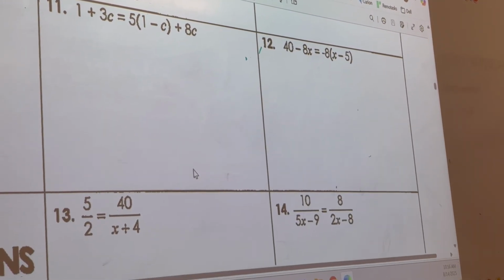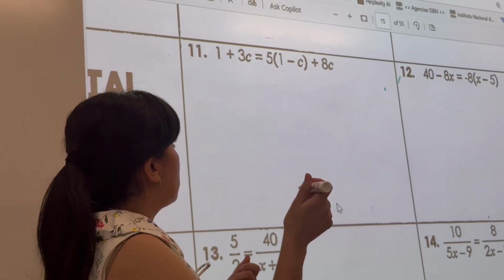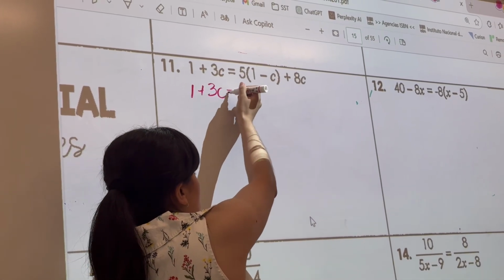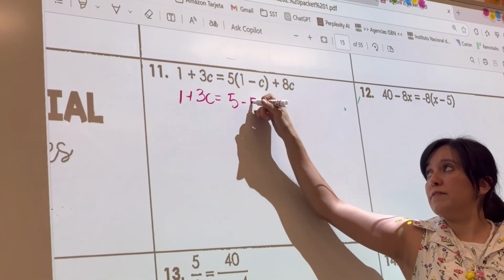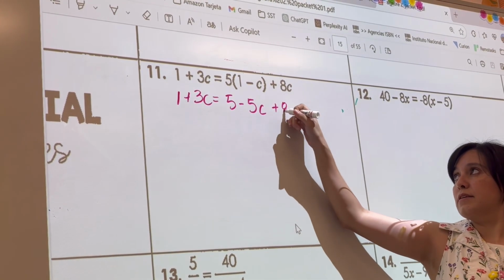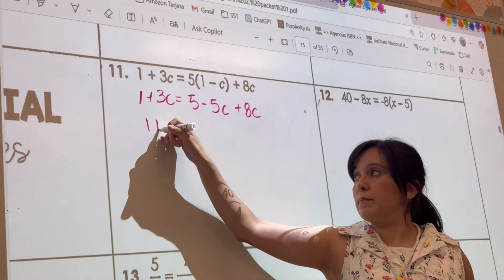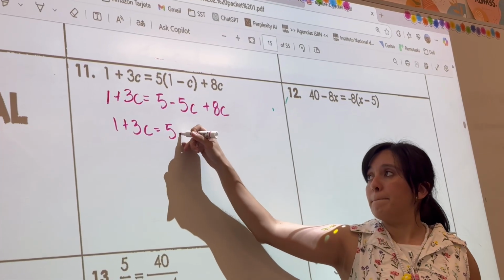Okay, so what do we do in this one? Number 11. Multiply here, distribute here, so it's going to be 1 plus 3c equals 5 minus 5c plus 8c. Then we combine like terms. So 1 plus 3c equals 5 plus 3c.